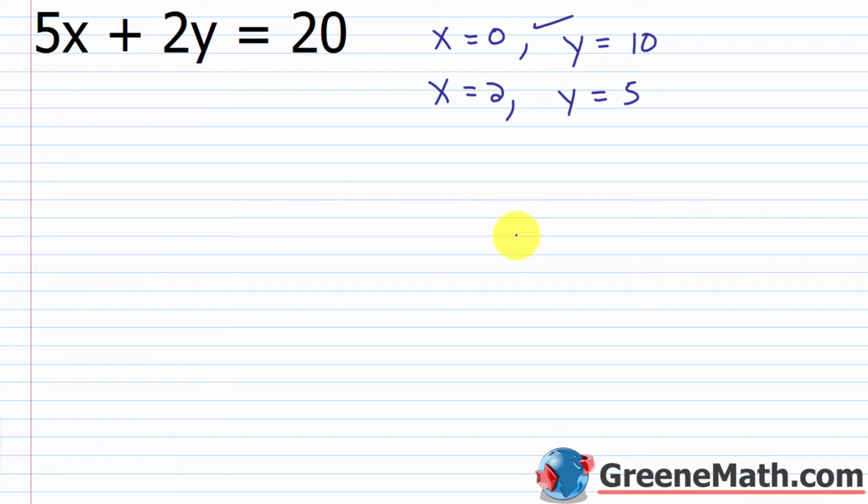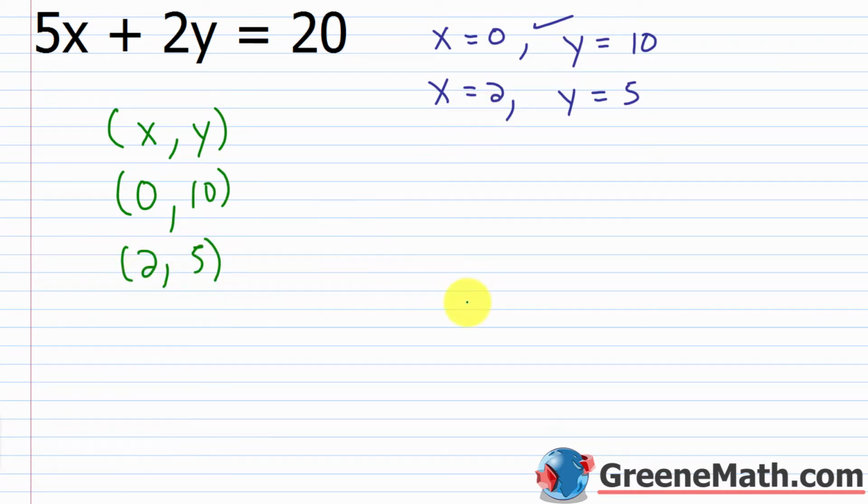Now let's talk about how we would go about graphing something. The first thing is that each solution can be written as something known as an ordered pair. We talked about that in the last lesson. An ordered pair is x comma y. So the order is important. I put my x value first, followed by y. So with x equals 0, y equals 10, the ordered pair would be 0, that's my x value, comma, and then 10, because that's my y value. For this one, it would be 2, comma, 5. And I could generate more if I wanted to.